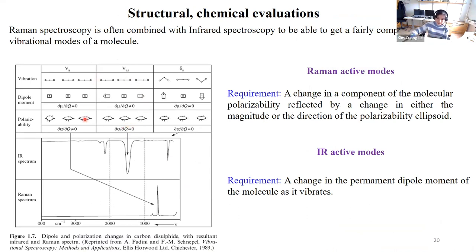In some cases, for example, I show here the vibration of a diatomic molecule. If you look at the second column here, this is the asymmetric vibration, and the polarizability is unchanged during this vibration. So it has no Raman activity, and if we use Raman, we cannot detect this vibration. However, the permanent dipole moment of the molecule changes during the vibration, and we can use infrared to detect that. So you see a very strong infrared peak here.